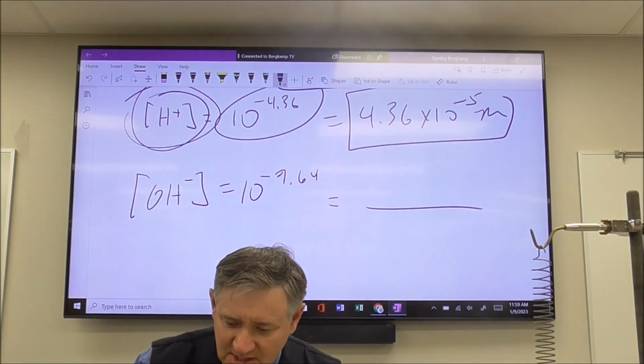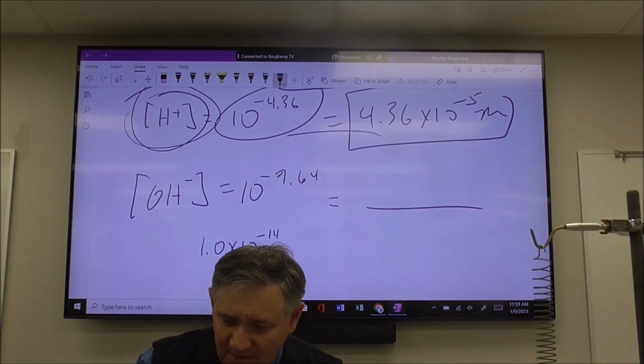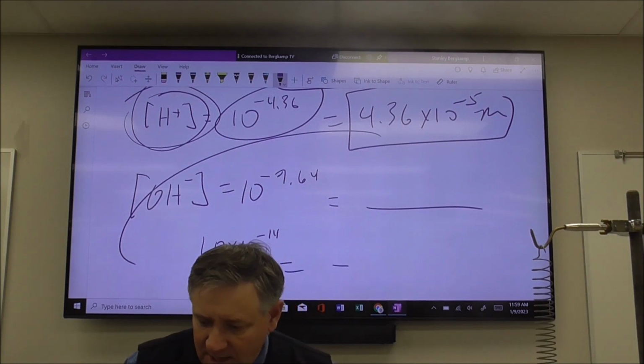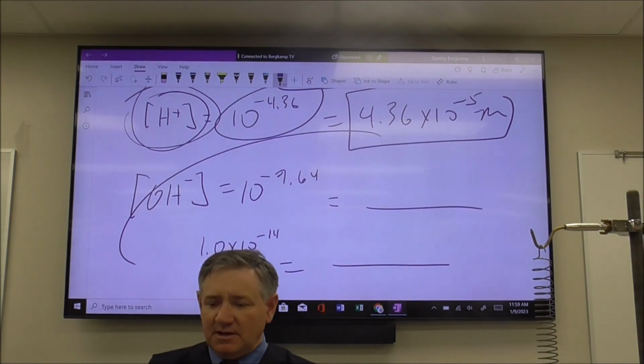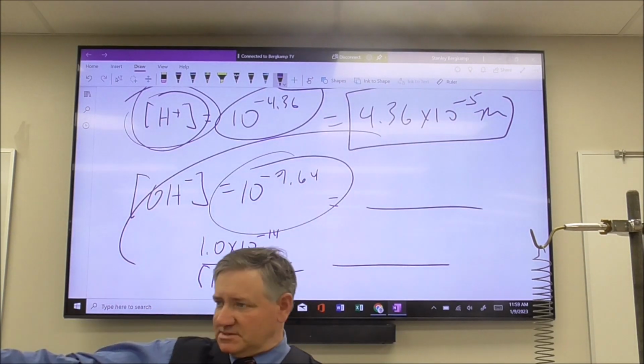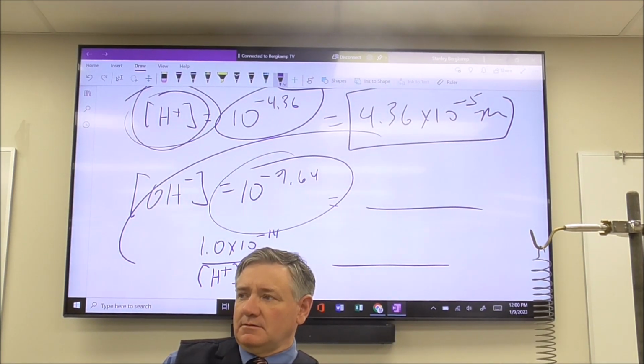Your other option is that you take 1.0 times 10 to the negative 14th, and you divide that by your hydronium ion concentration, and you can get it that way. This is probably a little bit simpler because all you have to do is take 10 to the negative 9.64. Yes? So for hydronium ions, it's normal to get very, very small numbers.